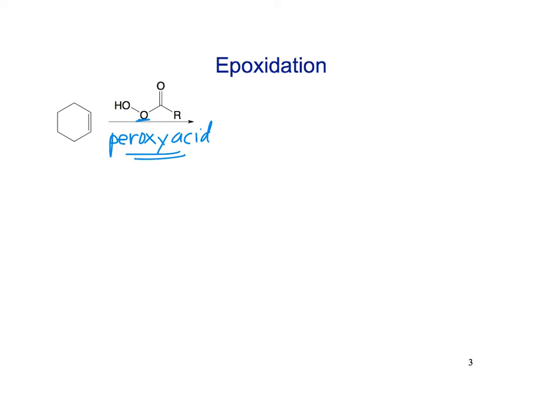This reaction delivers one of the oxygens of that peroxy acid. In fact, it delivers this oxygen right here to give us an epoxide plus the carboxylic acid. Right? So the alkene gets oxidized and the peroxy acid gets reduced. Let's take a look at how this works. I think this is kind of a cool reaction.